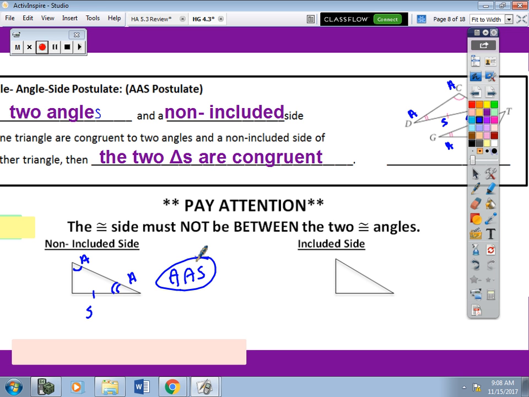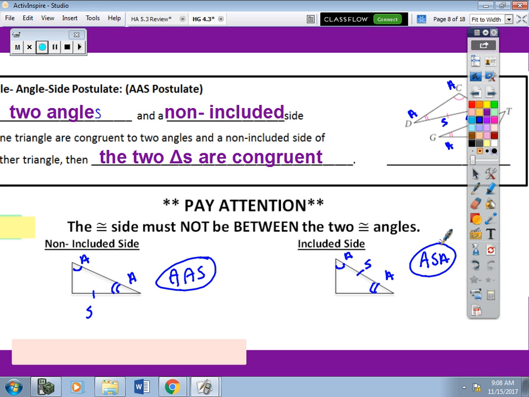If we saw an included side, that's when we'd have angle, side, angle. Included means it's ASA. These are both ways to prove triangle congruence. You just would have to name them correctly. And students will mix these up because they don't pay attention to the inclusion. It has to be smack dab in between two included angles.